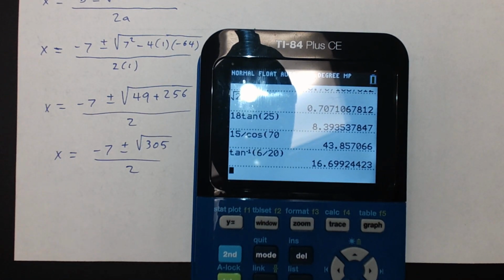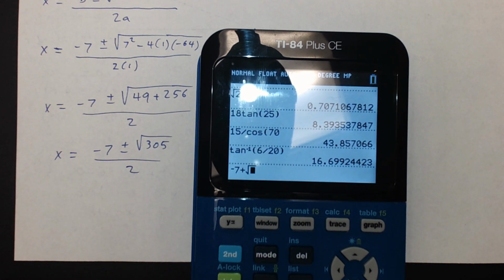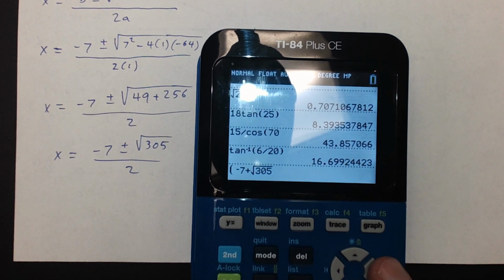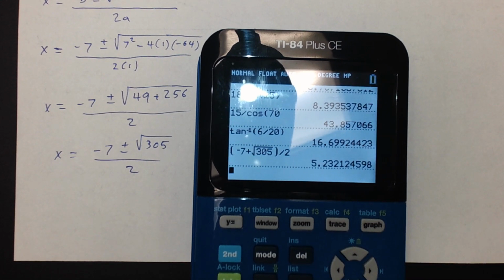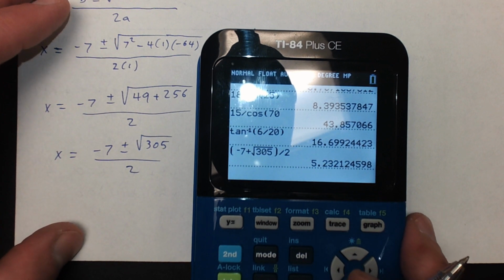I'm going to do negative 7 plus the square root of 305. And yeah, it would have been better if I had wrapped all that in parentheses. Let me insert a leading parenthesis and close it all up, divide that by 2. So I'm going to get one of my answers to be 5.2. We're just going to round to 5.2.